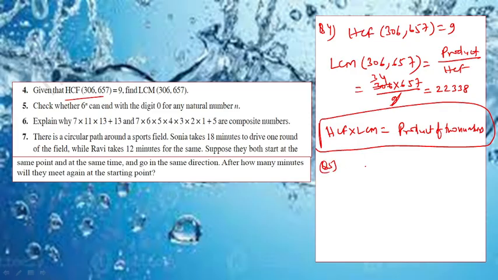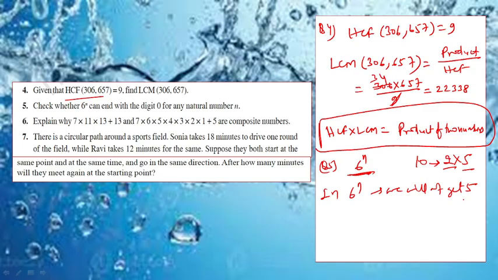Question number 5. Check whether 6 to the power n can end with the digit 0 for any natural number n. So we see that if a number ends with 0, it is divisible by 10. So it is 2 into 5. It means the number should be divisible by 2 also, divisible by 5 also. But in 6 to the power n, we will not get 5 at any cost. Okay, 5 will not be coming.